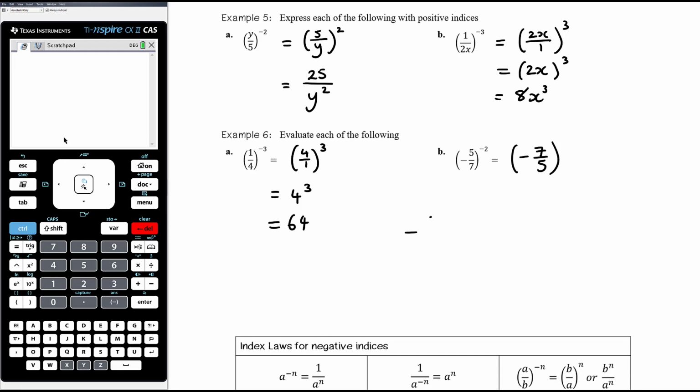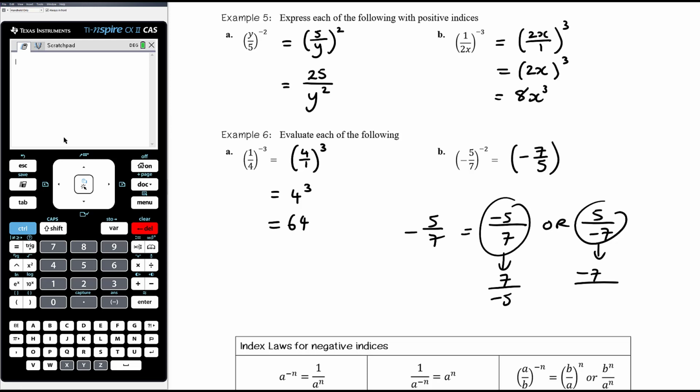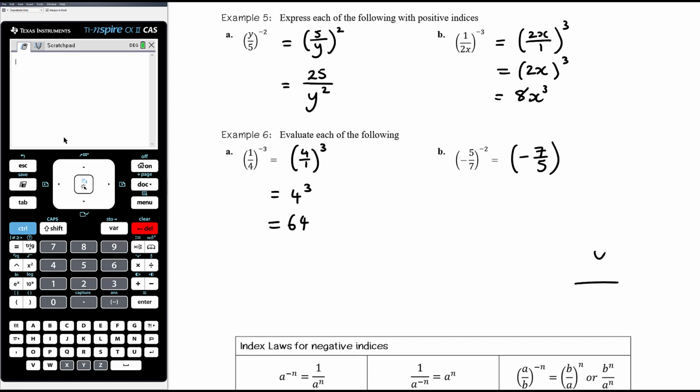You can think about, remember, negative 5/7 is the same as negative 5 on 7, or it's the same as 5 on negative 7. If you take the reciprocal of that, you get 7 on negative 5. You take the reciprocal of that, you get negative 7 on 5. Regardless, both of those things are just negative 7/5. Okay, so the reciprocal, it's still going to be negative. We're just flipping the numerator and denominator around. Okay, so we've got negative 7/5 to the power of positive 2. We've taken the reciprocal, that was the negative power. And now we can square.